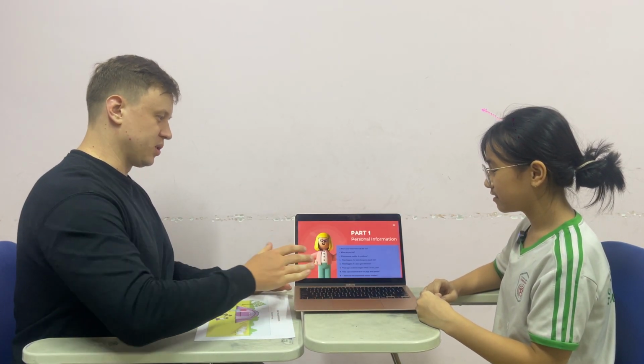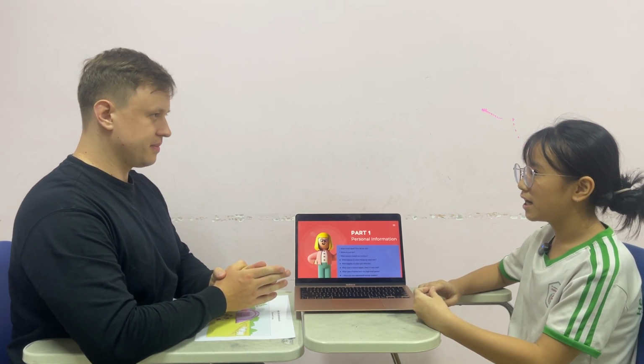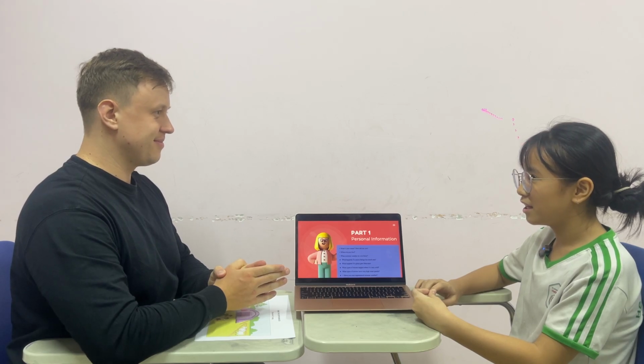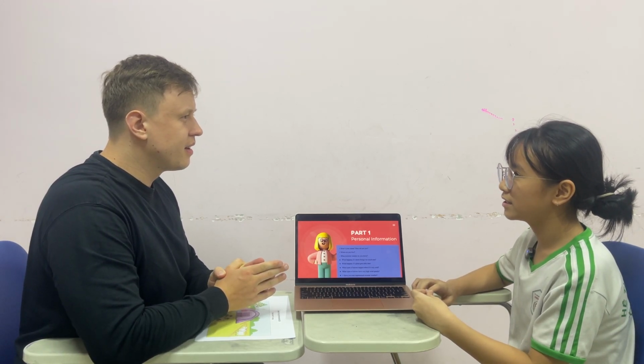Yes. At first, we have personal information. Could you please tell me what's your name, how old are you, and where do you live? My name is Nana. I'm 10 years old. I live in the Golden Anthem. Where? The Golden Anthem. Okay, good.